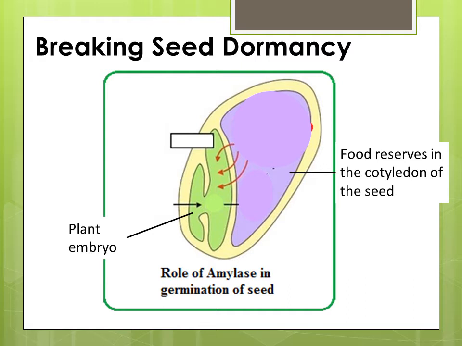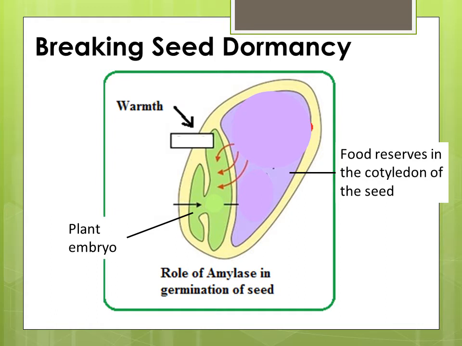Now, if you've got one food store, that makes the seed a monocotyledonous plant, and if you've got two food stores, that makes it a dicotyledonous plant. Monocots tend to be things like grass, barley, cereals, that type of thing, and dicots tend to be pretty much everything else, but beans are a good example.